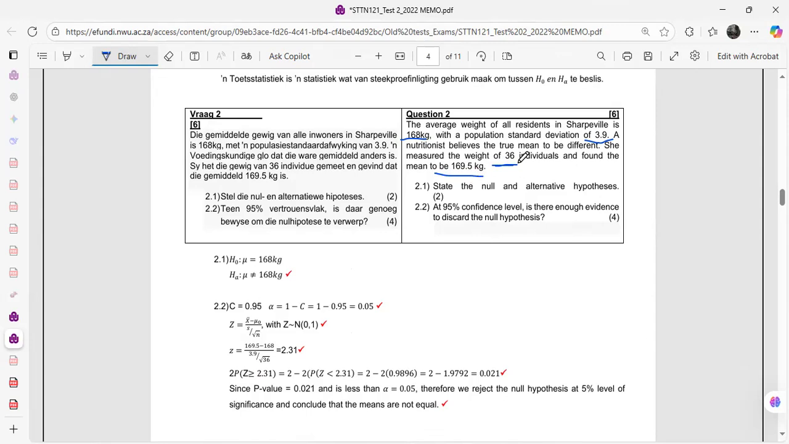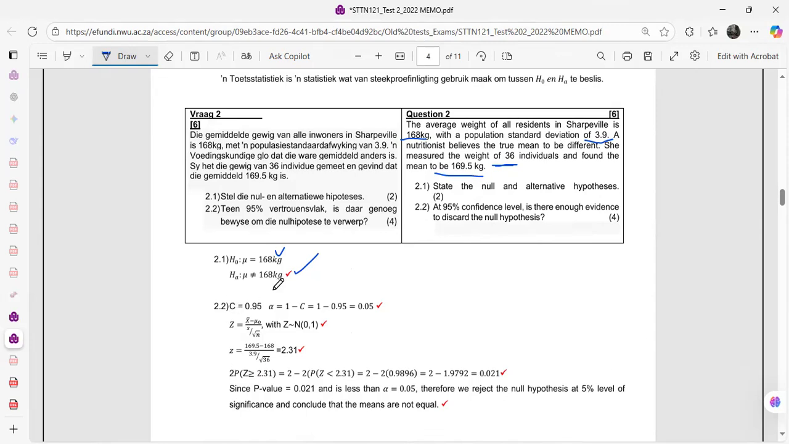Obviously, they didn't mention greater than or less than, so it's two-sided. The population mean is equal to 168, and this is going to be two-sided. At 95% confidence level, is there enough evidence to discard the null hypothesis? The average weight of all residents in Sharpeville is 168 with a population standard deviation of 3.9. A nutritionist believes the true mean to be different.